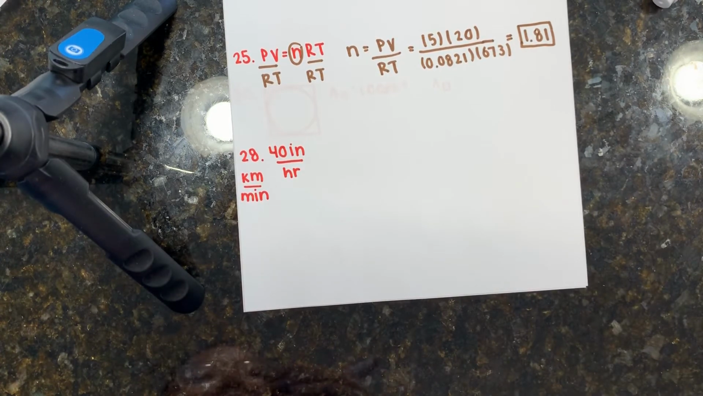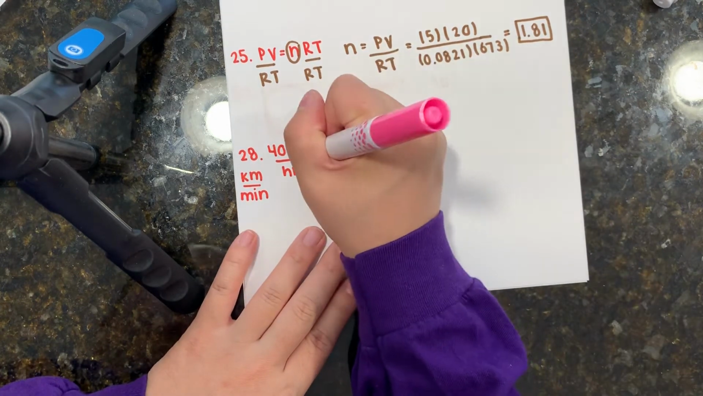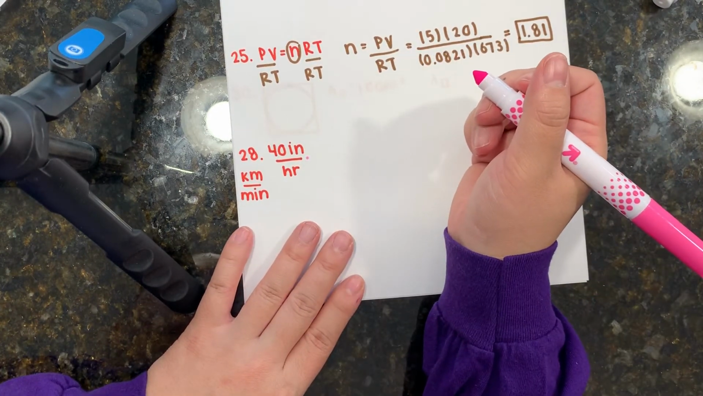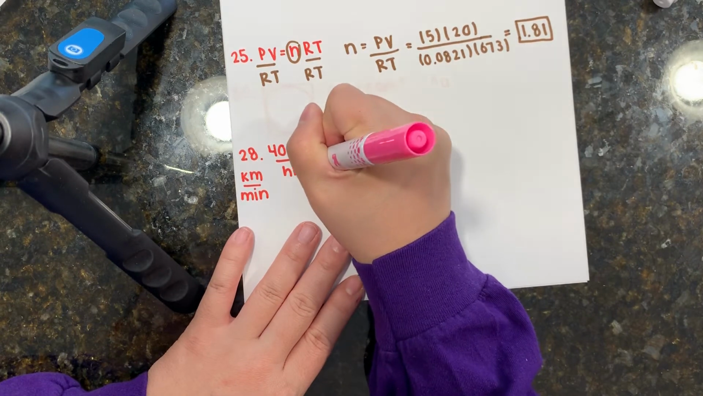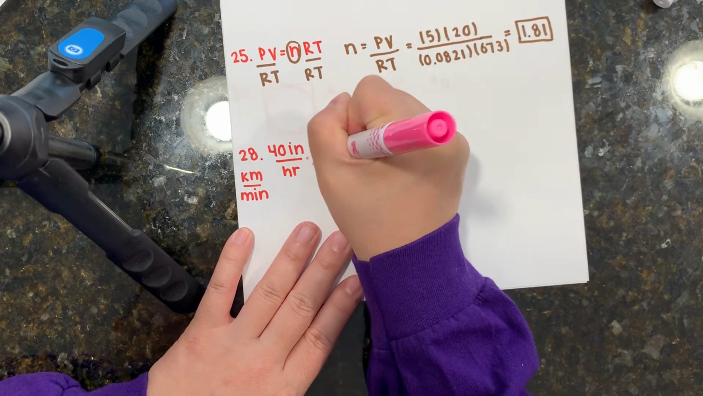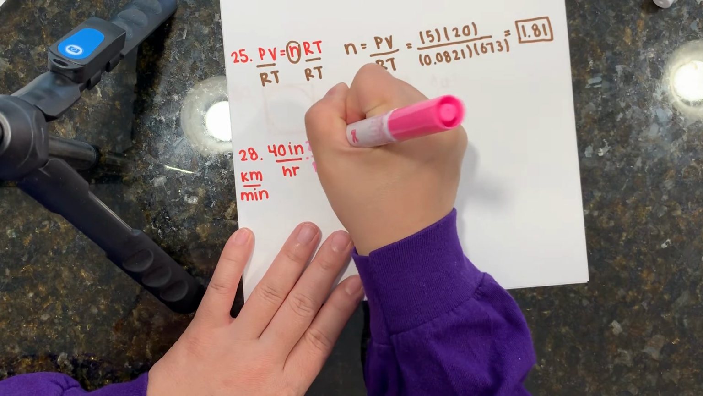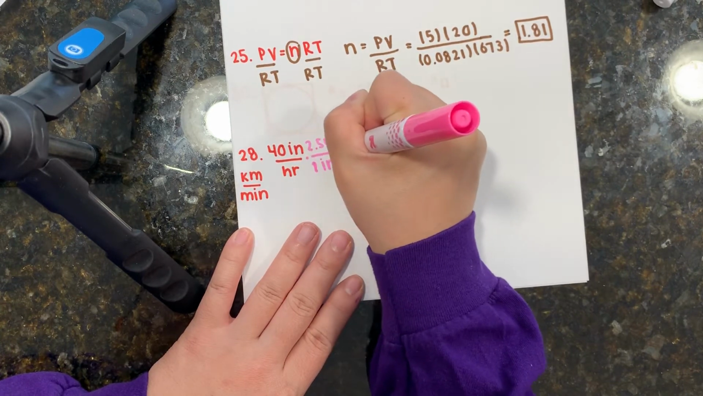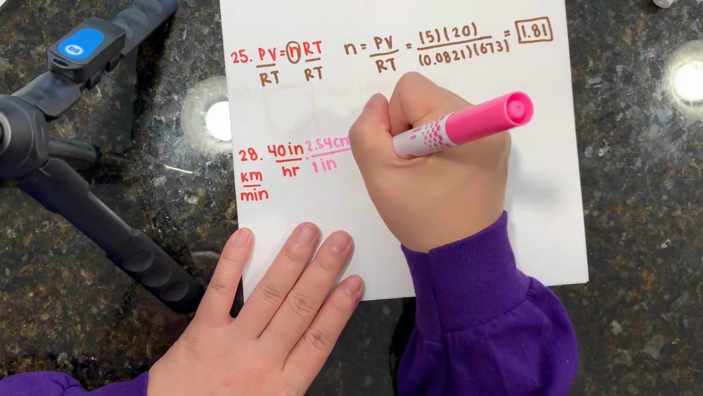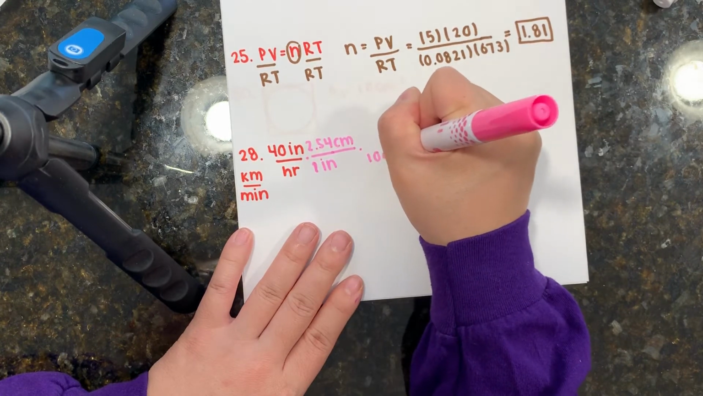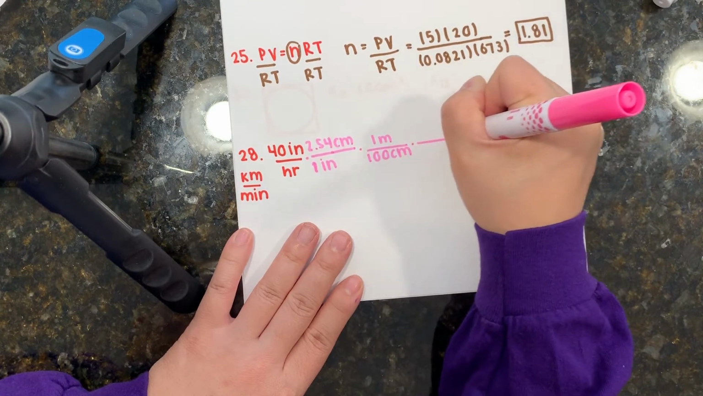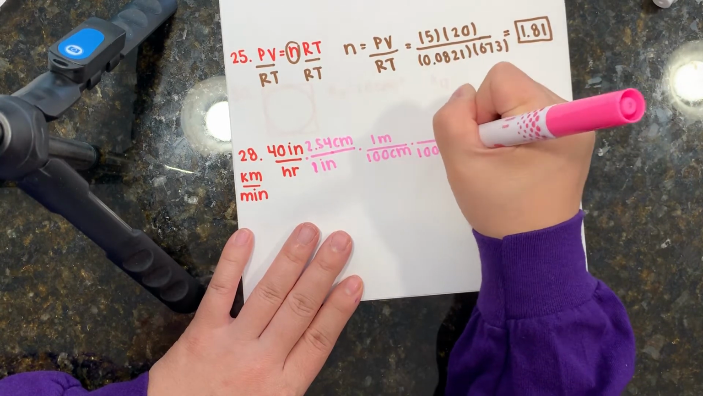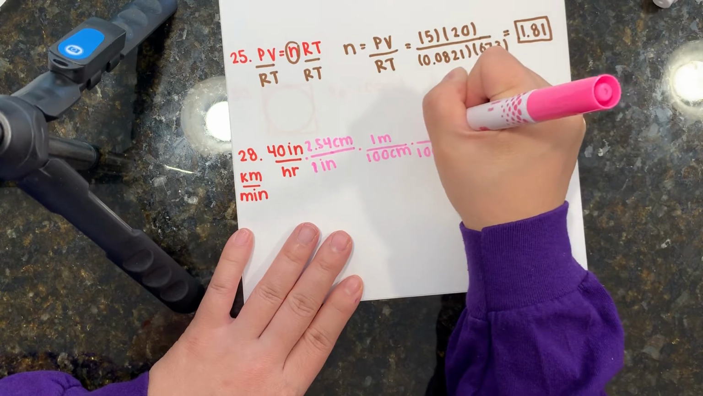Then moving on to number 28, we're converting from inches per hour to kilometers per minute. So I'm going to start by going from inches to centimeters. So that would be 1 inch, then 2.54 centimeters, and then centimeters to meters. So 100 centimeters and 1 meter. Then 1,000 meters is 1 kilometer.